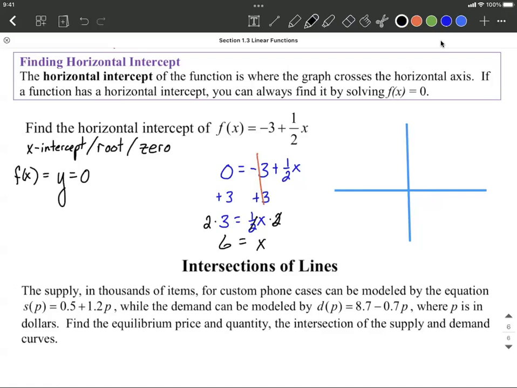Now, typically our homework, if it's asking for an x-intercept, it wants you to write this as an ordered pair. So you're going to go 6, comma 0.